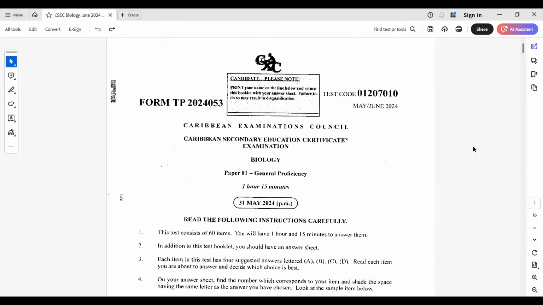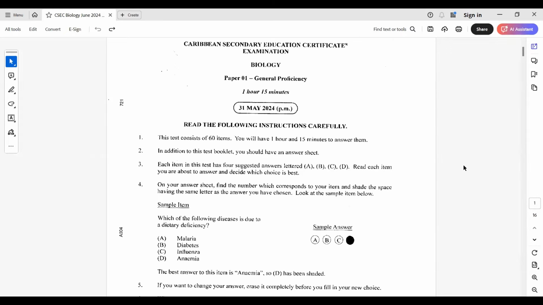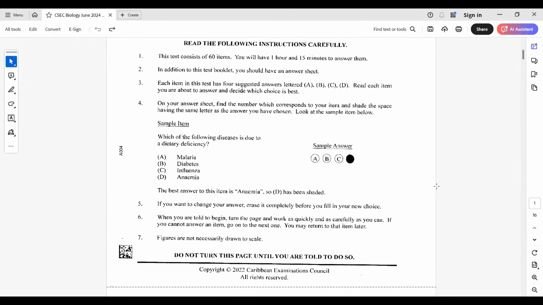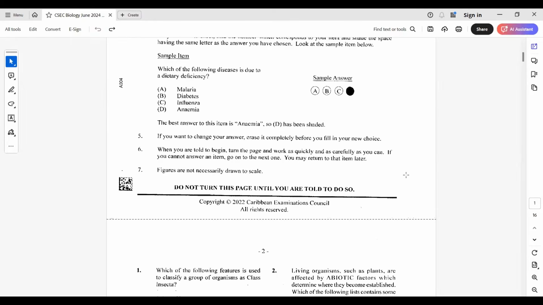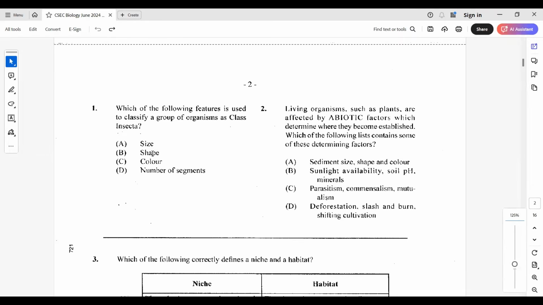This is a look at the May-June 2024 CSEC Biology Paper 1. You start with the usual instructions, an hour and 15 minutes. This is the paper that just passed on 31st of May 2024, so this is the present exam season. Usual instructions up front where you are encouraged to choose the best answer. So we are getting into it.